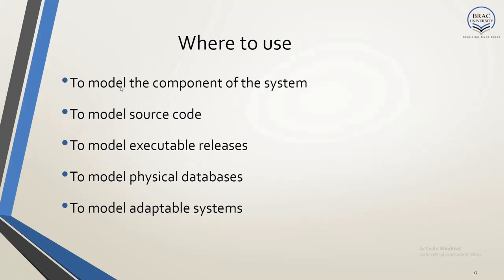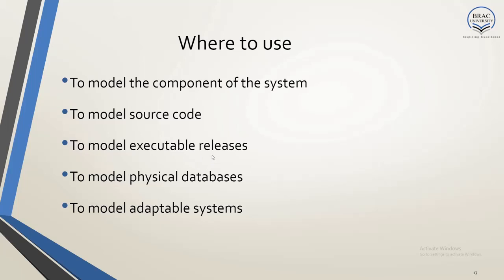Here are some of the use cases of component diagram. We use component diagram to model the components of a system, to model source code, to model executable releases, to model physical databases, or to model adaptable systems. So a component diagram may be used to model all of these things, and the main notation remains the same for each of these implementations. Just the type of components, or the stereotype of the components, will vary based on the type of implementation we are doing.